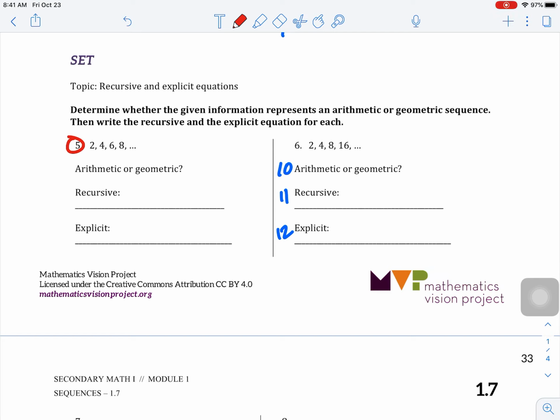And it says, let's see, from 2 to 4, I could be adding 2 or I could be multiplying by 2. But from 4 to 6, that's not multiplying anymore. So this is adding 2. 2 plus 2 is 4. 4 plus 2 is 6. 6 plus 2 is 8. So that's arithmetic because it's adding, and the recursive is f of n equals f of n minus 1 plus 2. F of 1 equals 2.